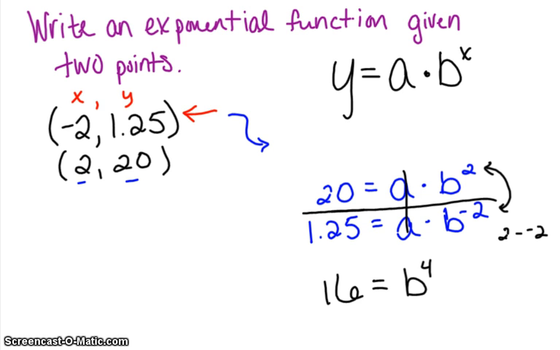And then you have to do a little thinking here. What number times itself 4 times equals 16? That's actually 2. So we found a number. We found our B is 2. So I'm going to go ahead and put that up here so we don't forget. And now I'm going to go back to one of my original equations that I wrote in blue up here and plug in the 2. So let's use the 20 equals, we still don't know A, but we know B is 2.